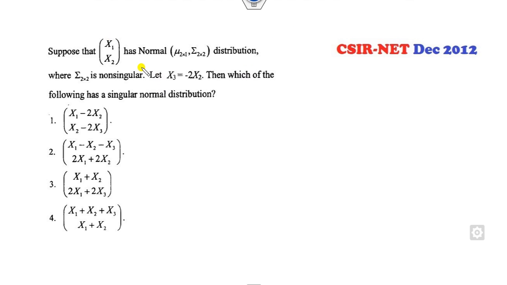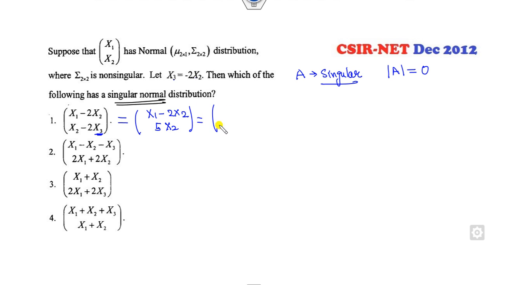Look at this another one. Xi's follow a normal distribution. Sigma is non-singular. Then which of the following is singular? What is the meaning of singular? Since the matrix is given to you, a matrix is said to be singular if its determinant is 0. So now you can see that x1 minus 2x2, I can substitute the x3 value here. So it's minus 5 times x2. So I can write this as 1 minus 2, 0 5. Clearly the determinant is non-zero, so this option is cancelled.